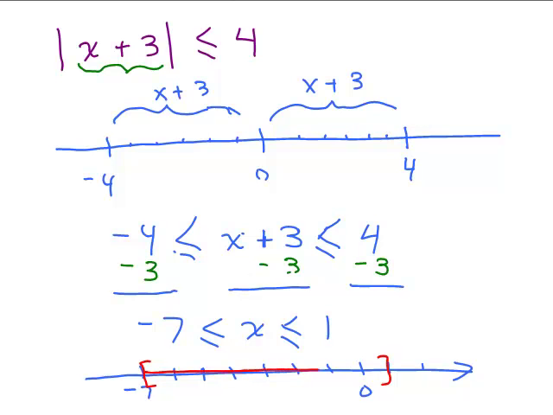Now, let's see if that makes sense. What if it was exactly -7? Go back to the original. Put in -7 for x. So I'm going to get on another sheet of paper so you can see that.